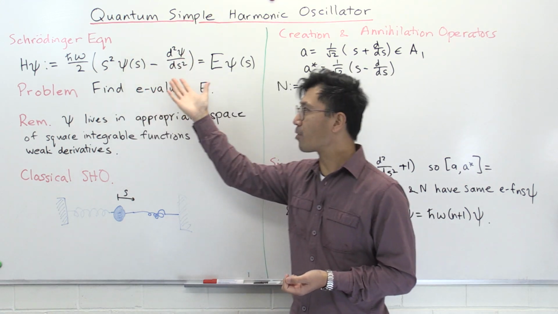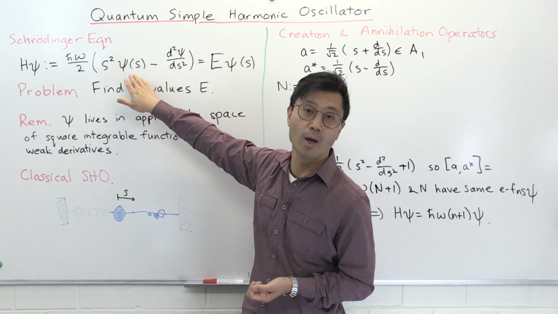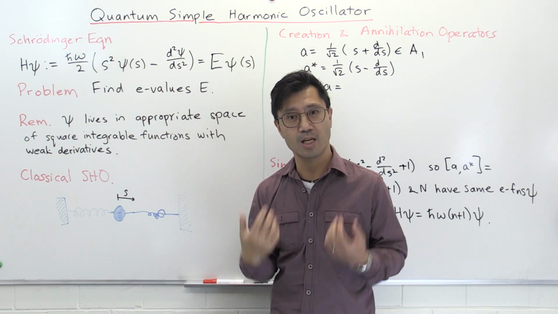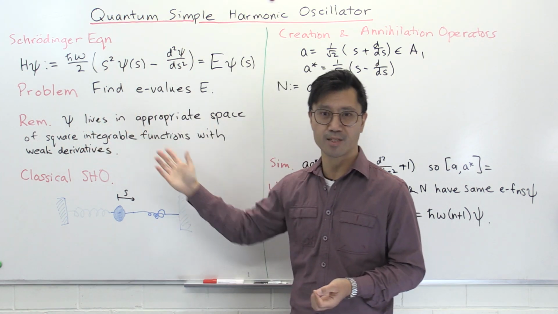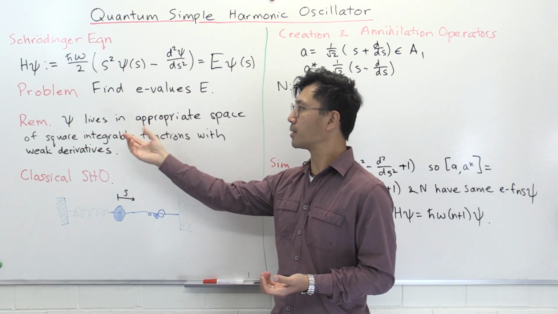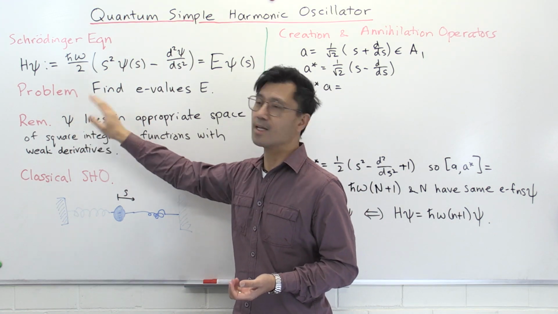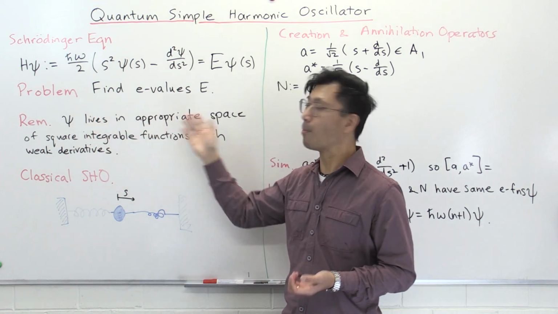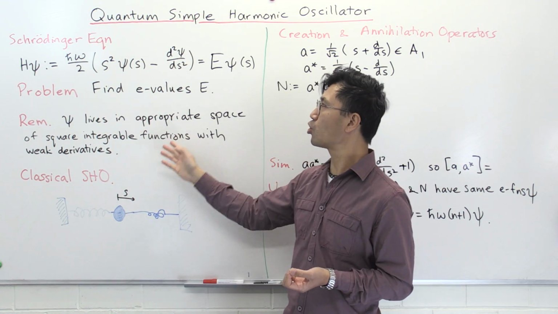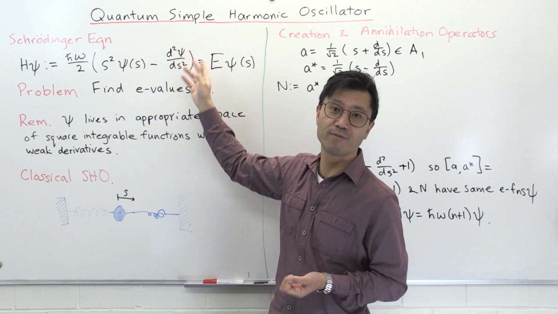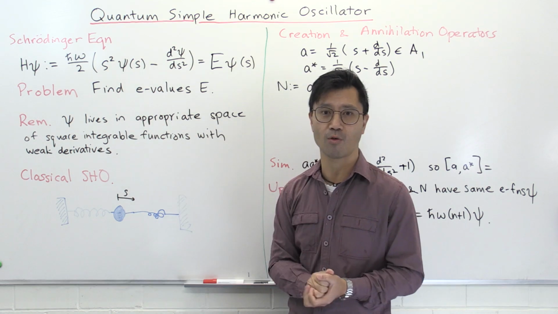Now, of course, as a mathematician, if you want to write this down properly and study it properly, you should say where this space of functions psi of s actually lives. We're going to be a little bit sloppy and not go into the details there. It is important, but the key to note is that psi should live in some appropriate space of square integrable functions, and you should also be able to talk about the second derivative at least, so there should be a notion of weak derivatives for them as well.